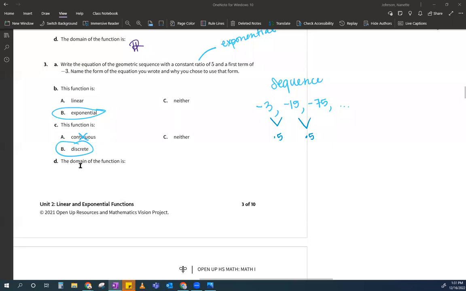So what would the domain of the function be, now that we know it's discrete? If it's discrete, can I have the domain being all real numbers? No, because there's no in-betweeners. Very good.